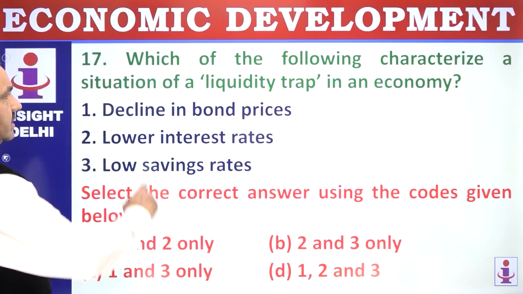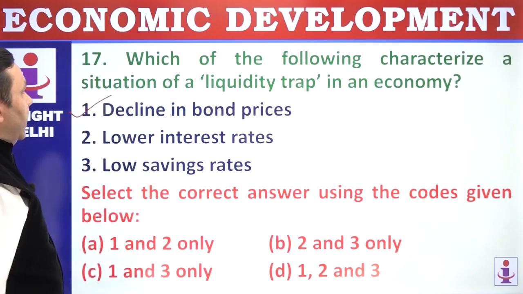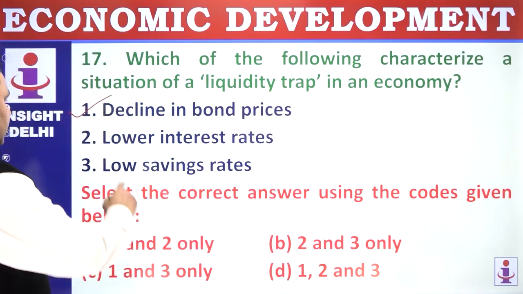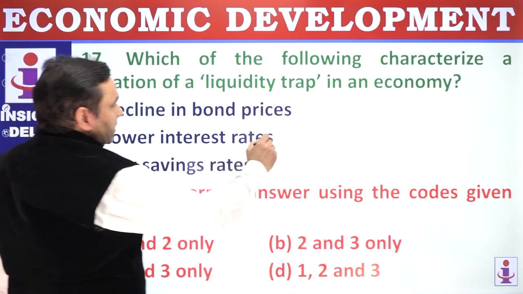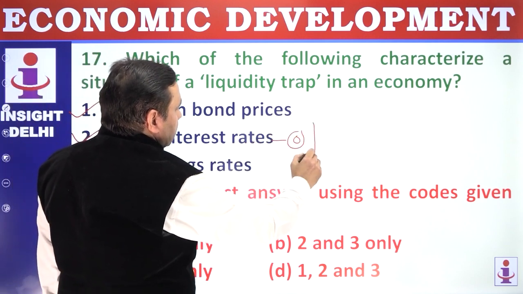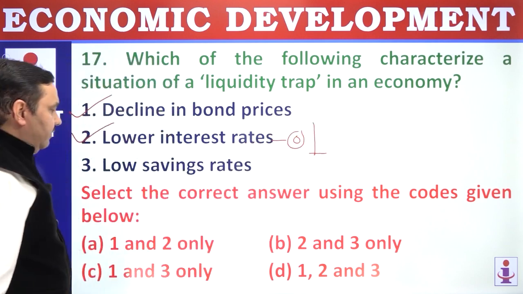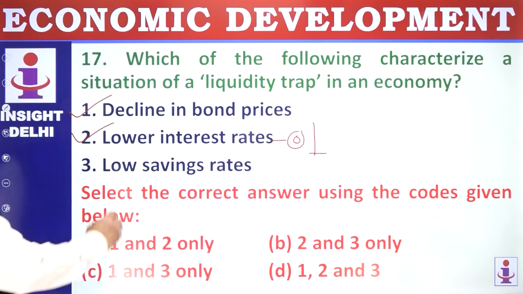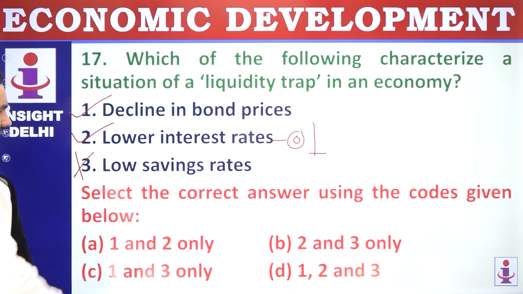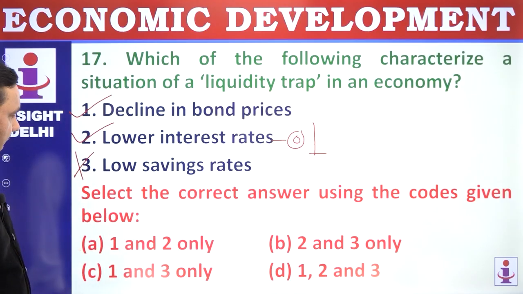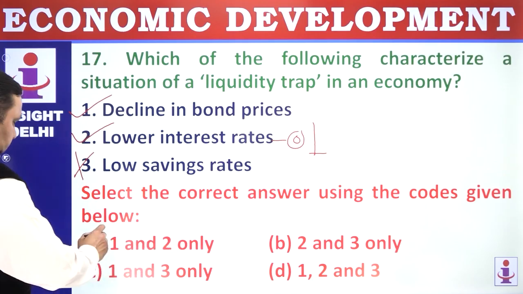Decline in bond prices happens here. Lower interest rates. Interest rates suppose are 0% or close to 0%. You cannot go below 0. So you cannot increase liquidity further. Low saving rate? No. High saving rates. People have high saving rates, then liquidity trap happens. They save more, they spend less, and now nothing more can be done. Select the correct statement, 1 and 2 only.